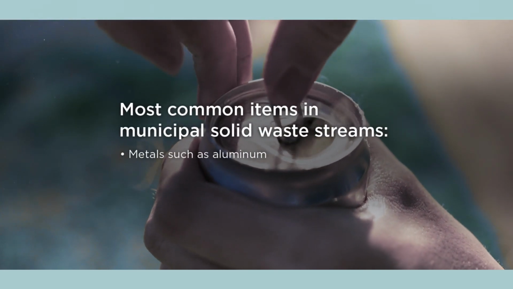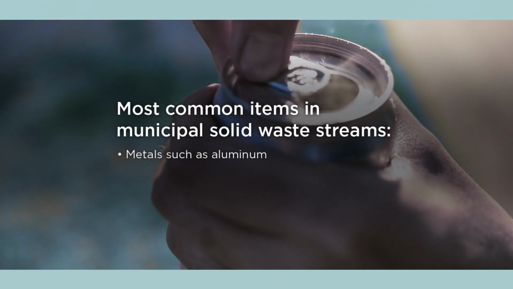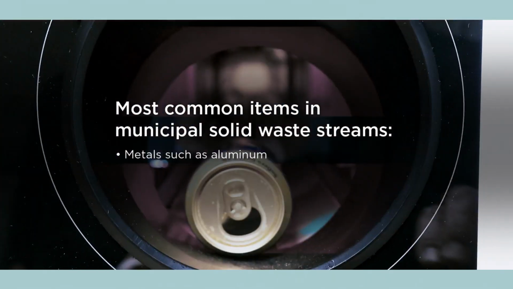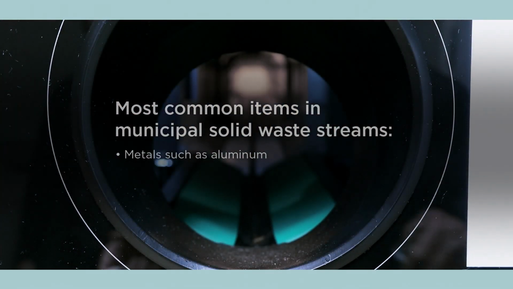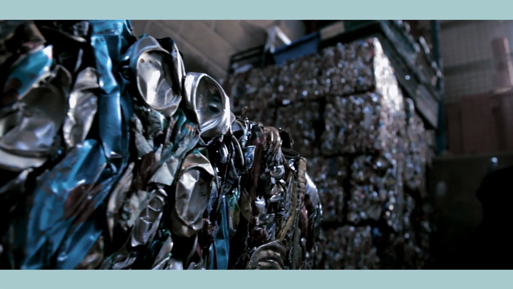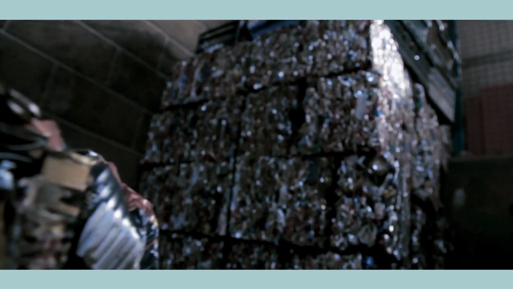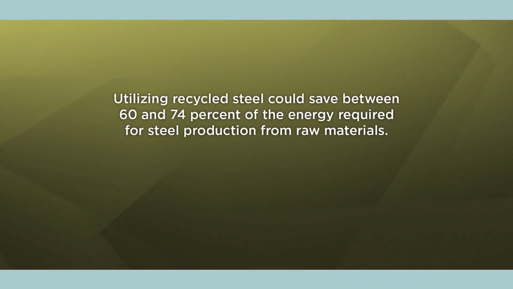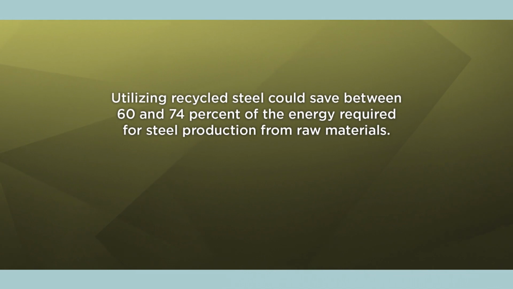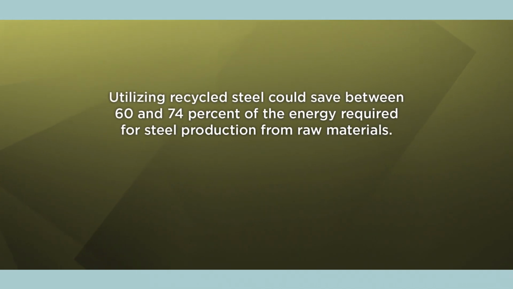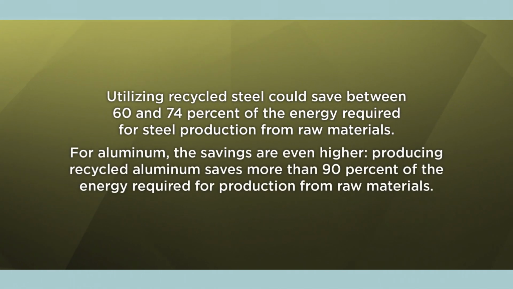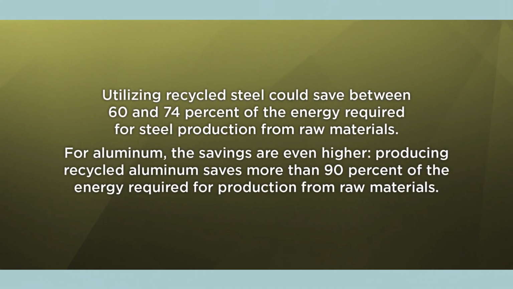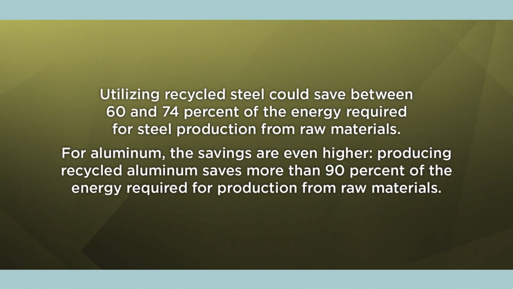Metals such as aluminum and steel are used to produce food and beverage cans and containers. Aluminum can be recycled multiple times without losing its quality and generally has a higher economic value on the secondary materials market. Steel cans or household scrap is another commonly recycled metal used in household goods as well as building materials and vehicles. Utilizing recycled steel could save between 60 and 74% of the energy required for steel production from raw materials. For aluminum, the savings are even higher. Producing recycled aluminum saves more than 90% of the energy required for production from raw materials.